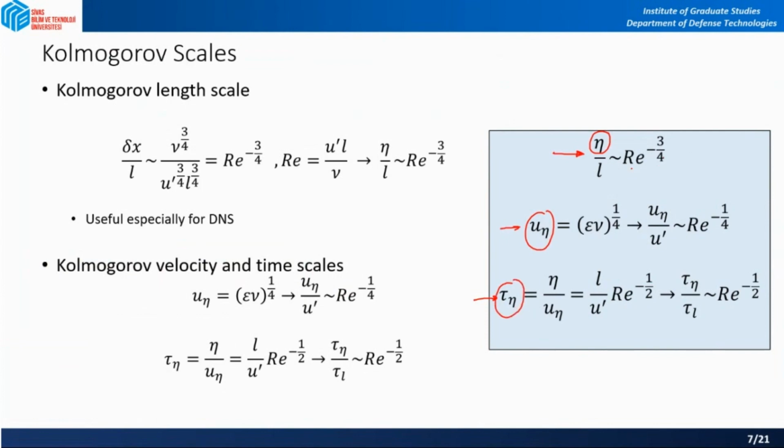So these are actually expressed in terms of Reynolds number, and the Reynolds number based on the largest scales. So this is the Reynolds number that is defined based on the fluctuations and the length scale of the largest scales inside the fluid. So you have to keep these in mind in order to have an estimation of the Kolmogorov scales in the turbulent flow.